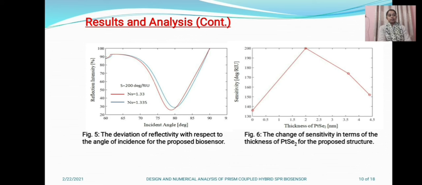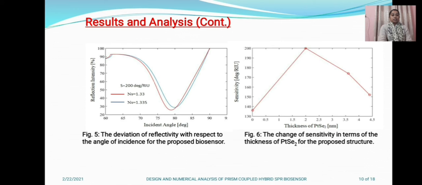Results and analysis. The SPR curve is shown in figure 5 for the proposed structure. Here the SPR dip shifts with the change of refractive index of the sensing medium in the range of 1.33 to 1.335. The minimum reflection occurs at the resonance angle of 78.89 degrees for the refractive index of 1.33, and the minimum reflection shifts by 1 degree, which is our finding to calculate the sensing performance. The structure exhibits a sensitivity of 200 degree per RIU.